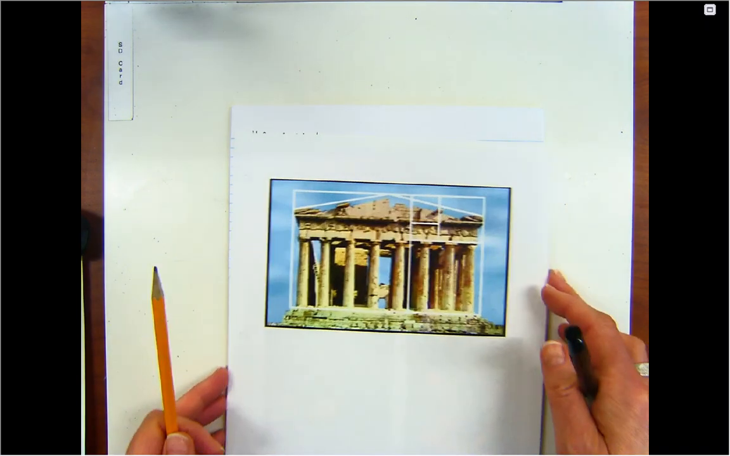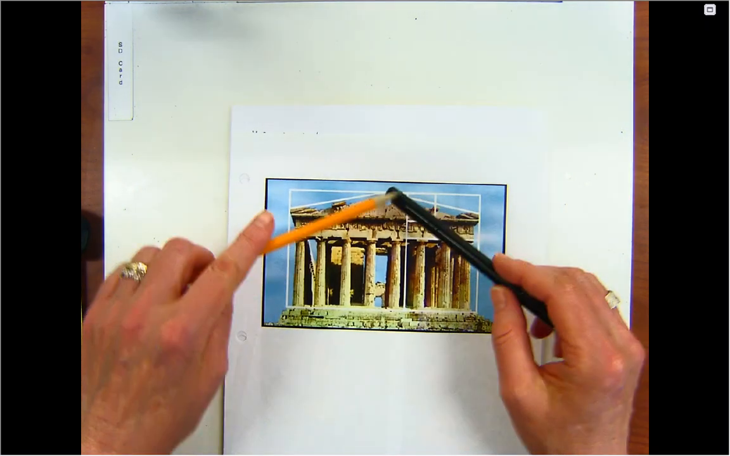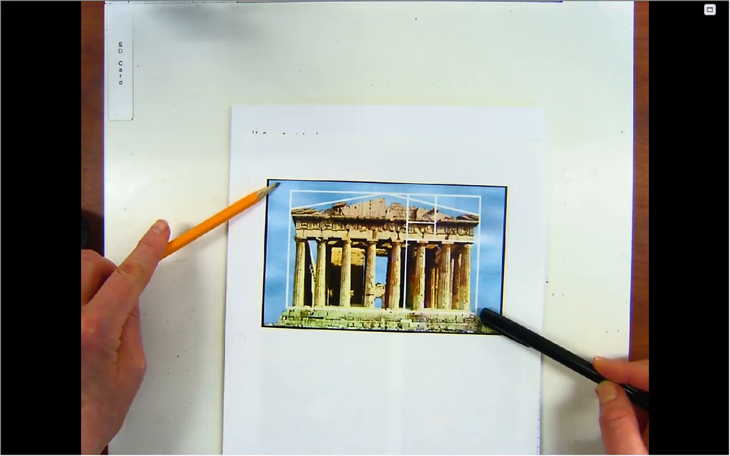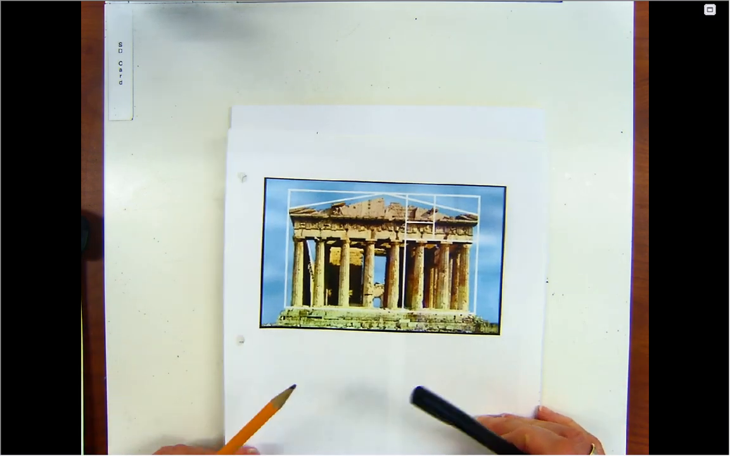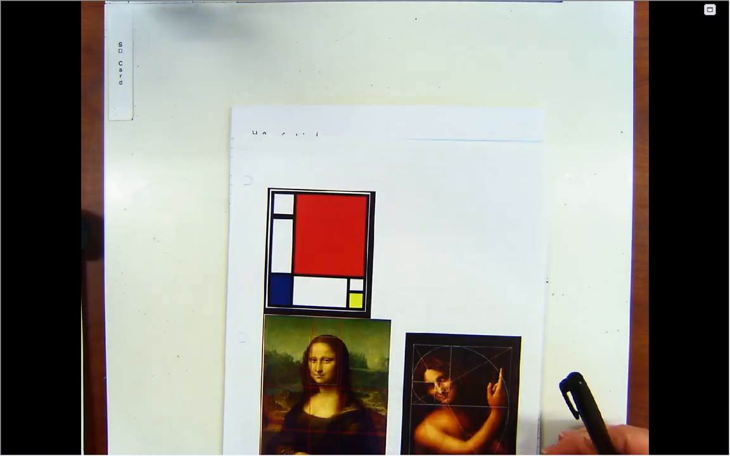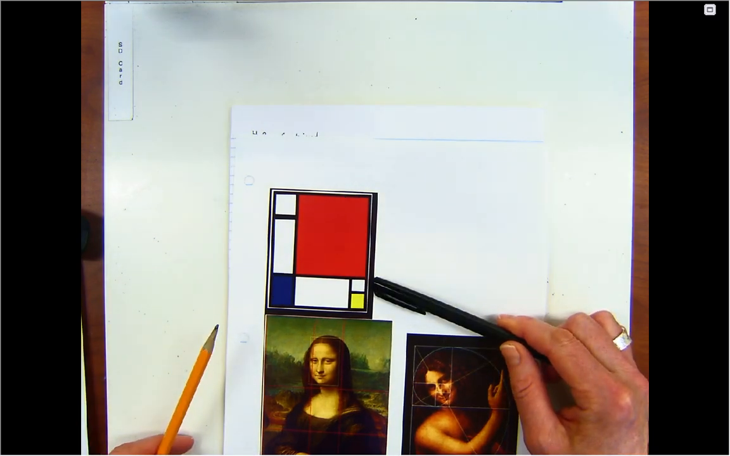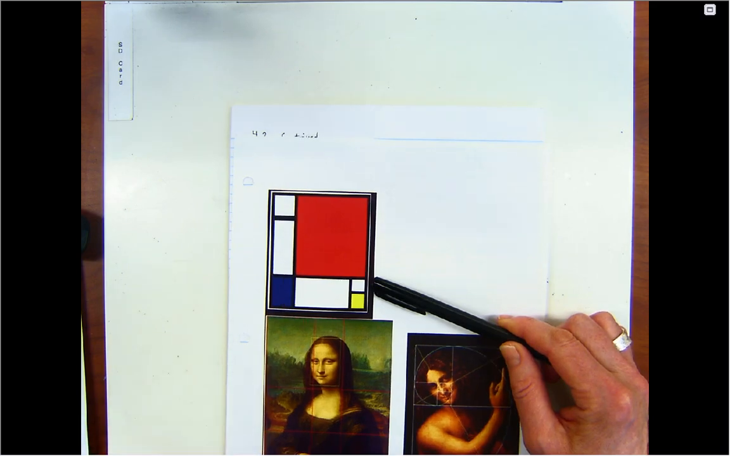Did anybody find any on the Parthenon? Yes, what did you find? The whole thing is? Yeah. Good. And then I think you found one too, right? The other one. Okay. The whole thing is there. Did anybody have this picture? I did. I couldn't find anything. Nothing on that one yet you could find? Not that I could.